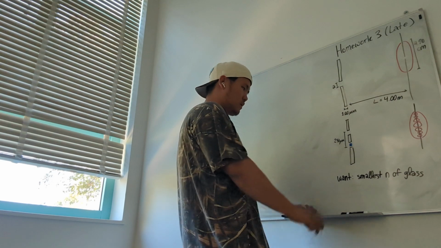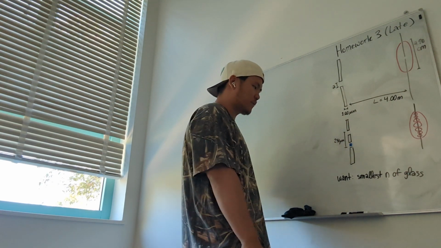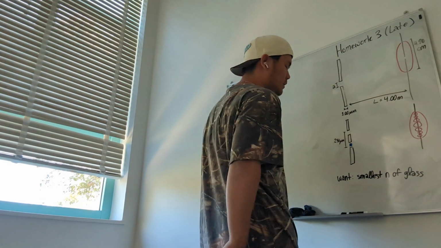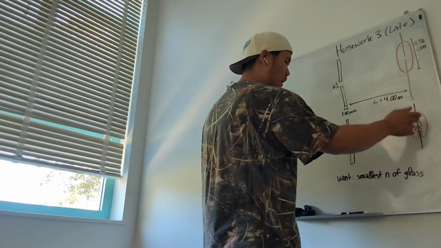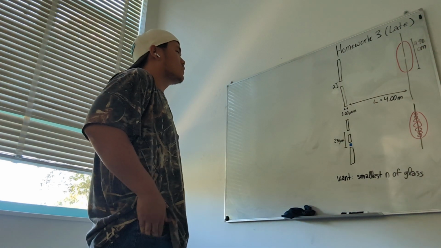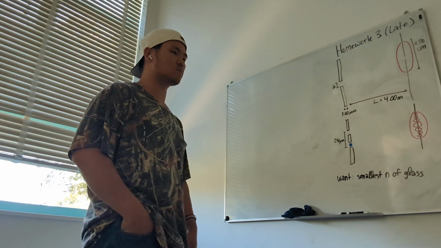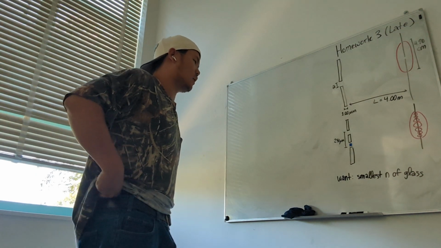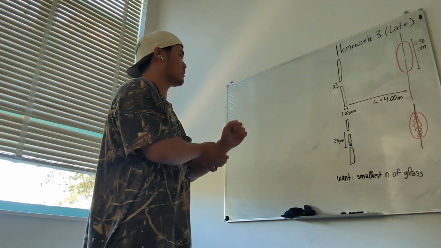Well, in total, from the top of the original slit to the bottom of the new slit, it's 250 micrometers, still 4 meters away. And in that space of 4.8 centimeters, we have 7 bright fringes. So knowing this, we want to find the smallest possible refractive index of the glass. How do we find that?